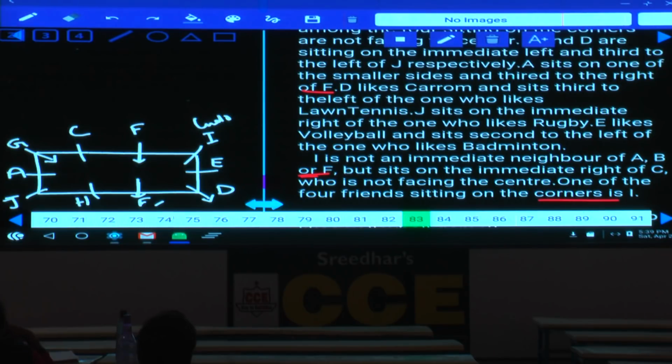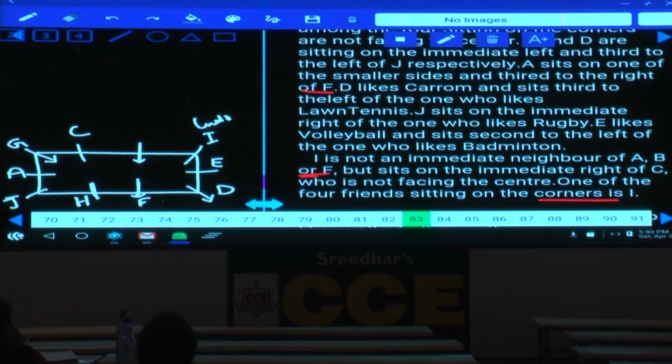Then J sits on the immediate right of the one who likes rugby. E likes volleyball and sits second to the left of the one who likes badminton. I is not an immediate neighbor of A, F. Hence F cannot be at this place, isn't it? As F cannot be here, tell me where should this F be? F must be here only, isn't it? If F is here, then who are the other persons left over here?